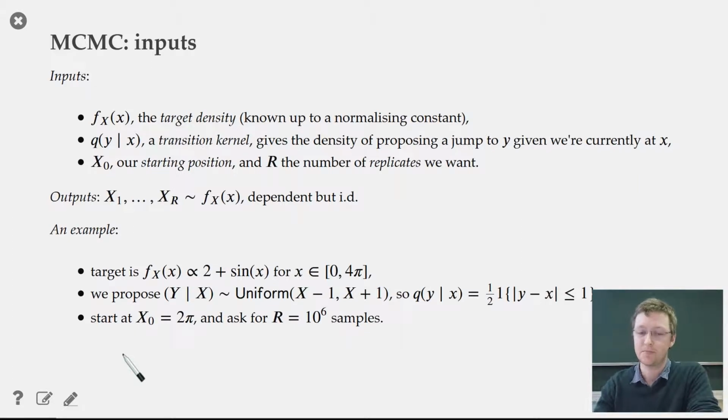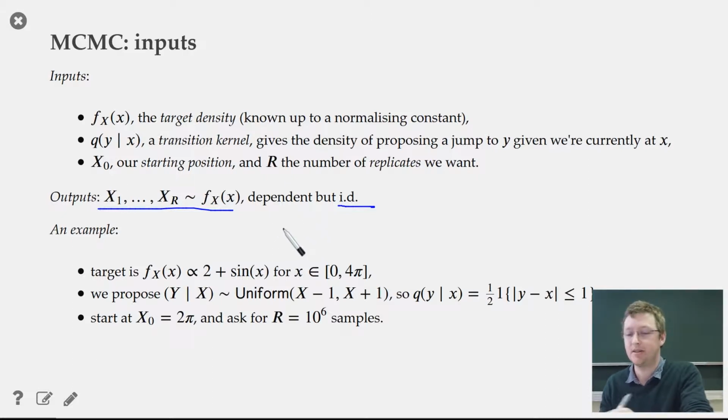So the algorithm itself, the point of it is to simulate random variables from a given density. They'll come from that density, they'll be identically distributed, but they won't be independent from each other. So they won't be like a traditional sampling method, which is where you get IID-ness. It won't be IID.